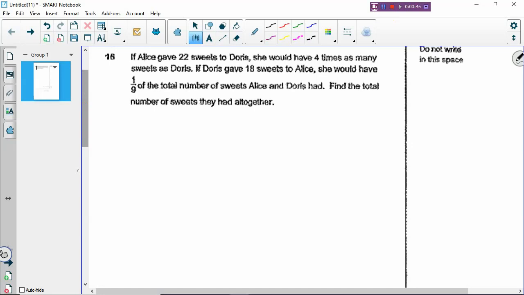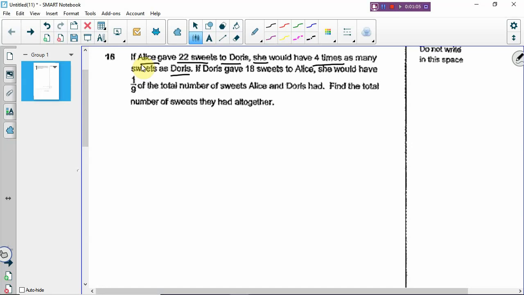So if Alice gives 22 sweets to Doris, Alice will have 4 times as many as Doris. So that tells you that Alice still has more sweets. Alice has more sweets at the beginning because after she has given, she has 4 times as many as Doris. So Alice must have more sweets. So this is like a before and after problem.